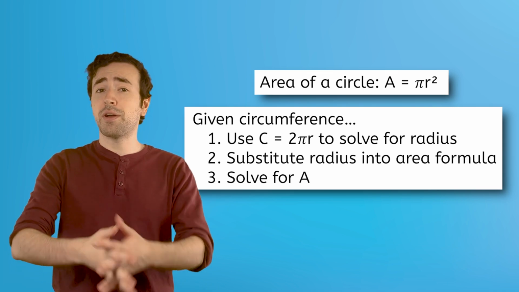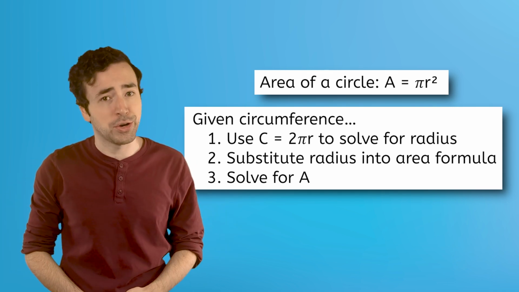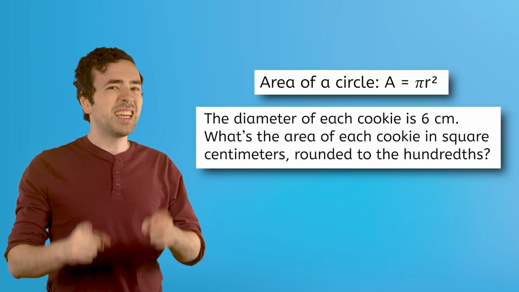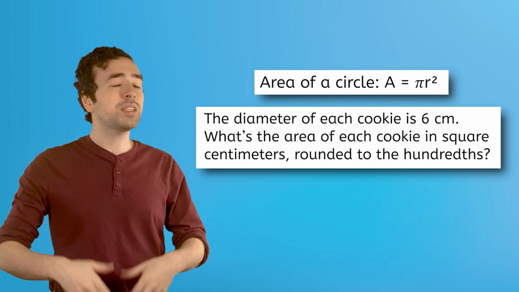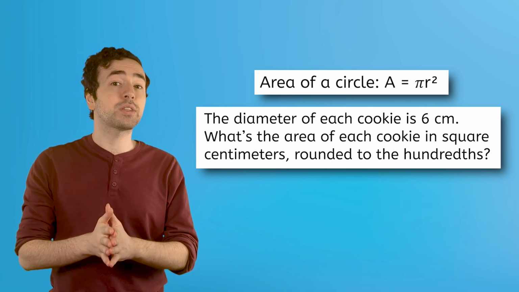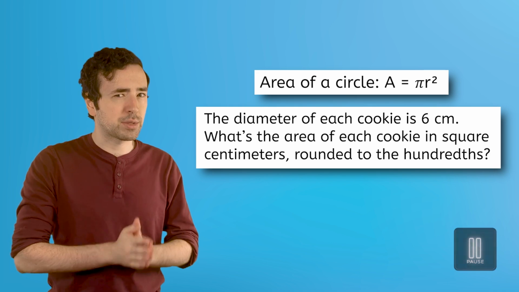All right, I'm ready to figure out how much frosting I need for next week's cookies. The diameter of each cookie is 6 centimeters. What's the area of each cookie in square centimeters rounded to the hundredths?